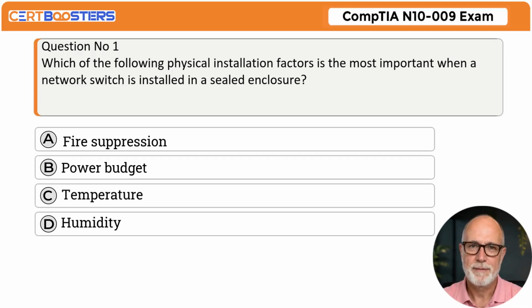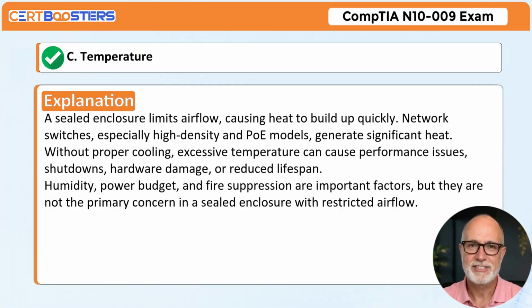Question number 1. Which of the following physical installation factors is the most important when a network switch is installed in a sealed enclosure? A. Fire suppression. B. Power budget. C. Temperature. D. Humidity. Correct answer, C.